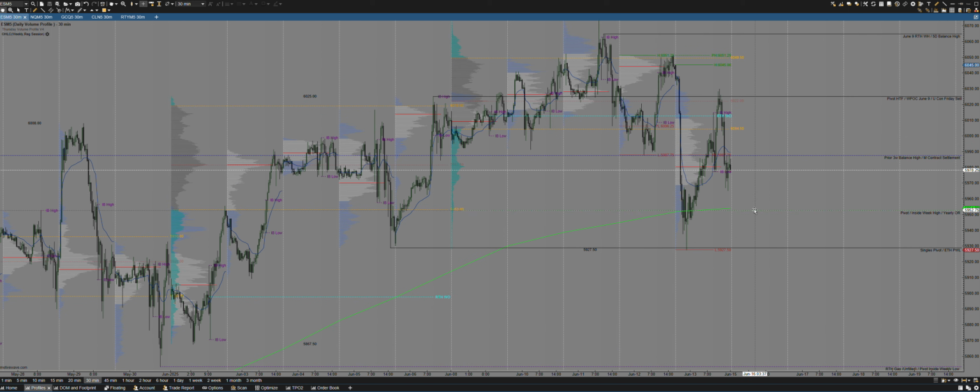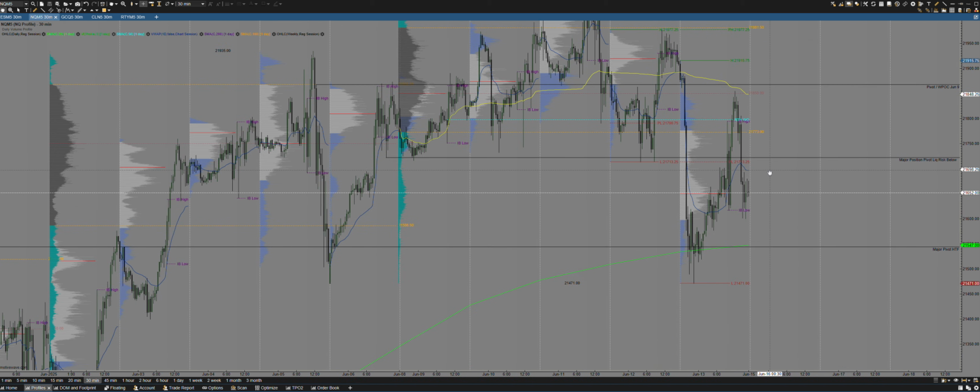But as far as currently, I think it makes more sense to me that we potentially started a correctionary period, especially having settlement below prior weekly balance right here. So that's how I'm going to look at ES. NASDAQ is going to be very similar.